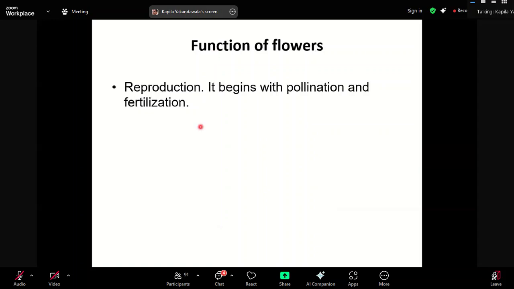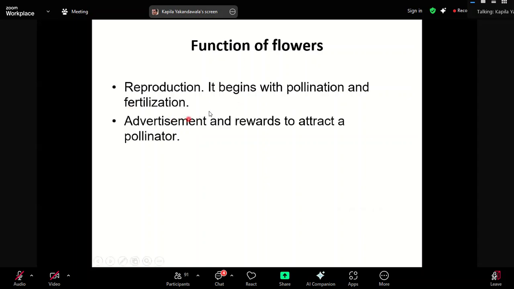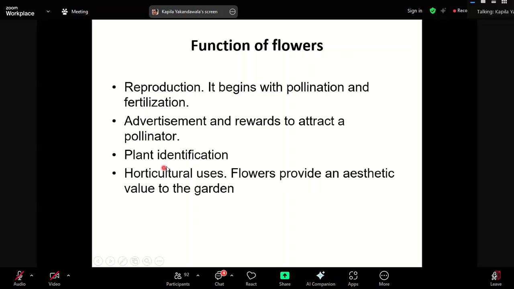Function of flowers is reproduction. This is the main function. So it starts with pollination and fertilization. And flowers also advertise themselves to attract pollinators, could be bats, could be bees and other insects. Then flowers are also useful in plant identification. If you want to identify a new plant, we have to use flowering characters.